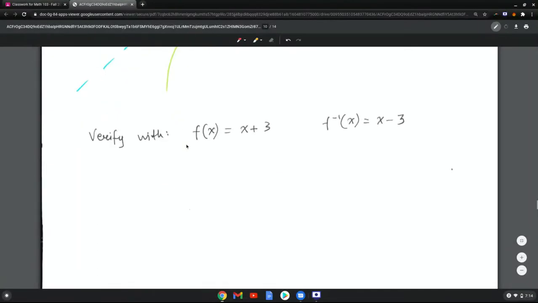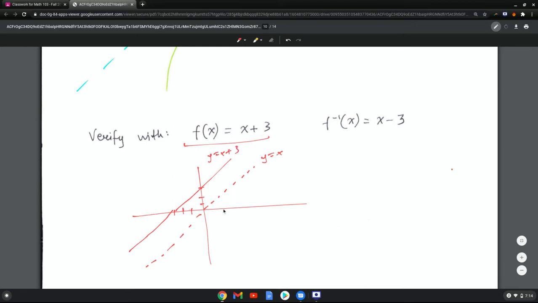Let's verify with this particular graph. Okay, let's say this is my function y equals x plus 3. When x is 0, y is 3. So that's right here. When x is negative 3, y is 0. That's my line, y is x plus 3. This is my line y equals x. This is y equals x plus 3. And then this is 1, 2, 3, 1, 2, 3. This line is y equals x minus 3. And these are reflections of each other if you look at y equals x as a mirror.